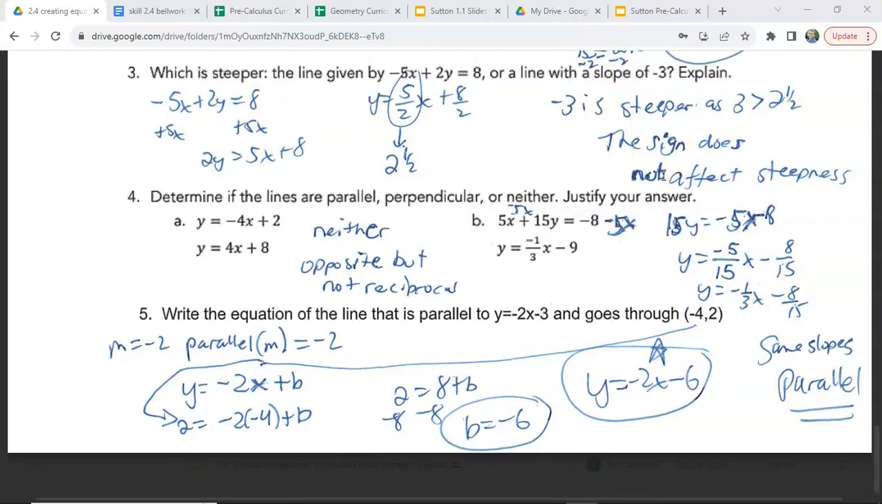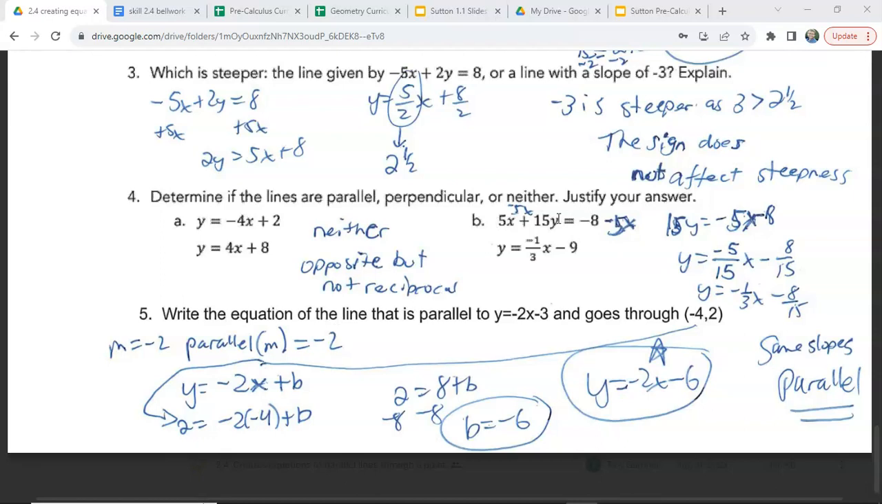Determine if the lines are parallel, perpendicular, or neither. In this case, in A, these are neither. They're not the same slope, so they're not parallel, and they're not opposite reciprocal, so they're not perpendicular. They are opposite, but they're not reciprocal, so they're neither.